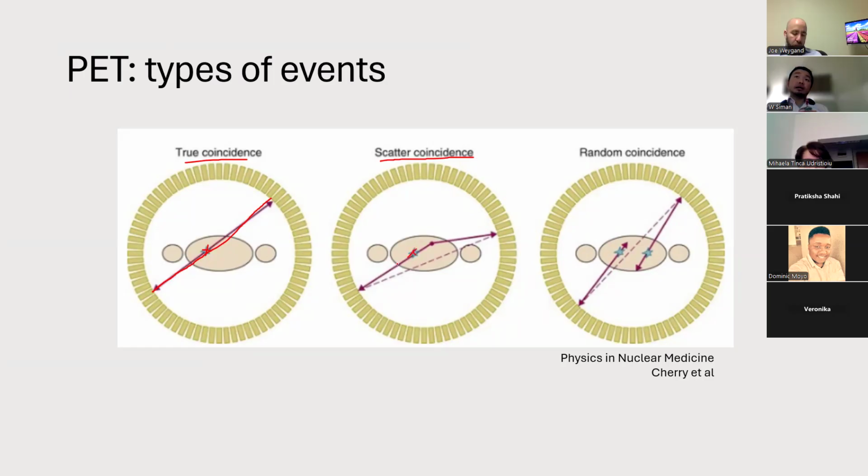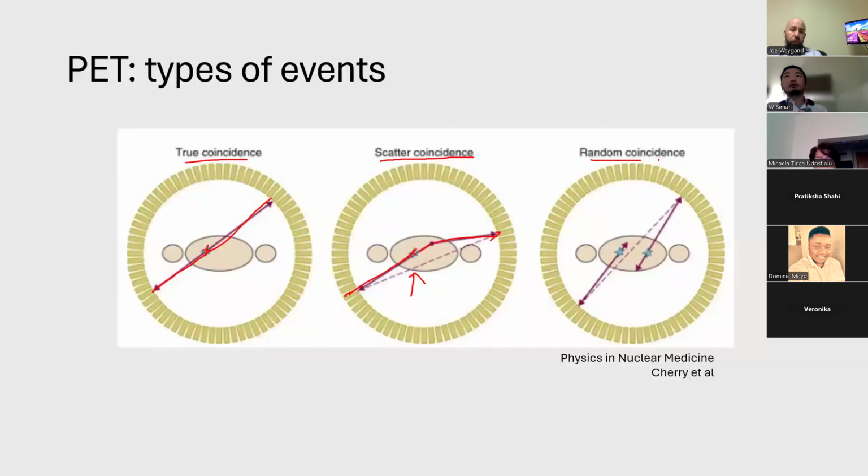And then you can get a scatter coincidence. The event is here, and you detect one proper signal. The other annihilation photon gets scattered, so you detect it somewhere else. Now your line of response is over there, so the spatial information is already corrupted. For scatter coincidence to happen, you do not need both photons to be scattered. As long as one is scattered, your spatial information is already corrupted.